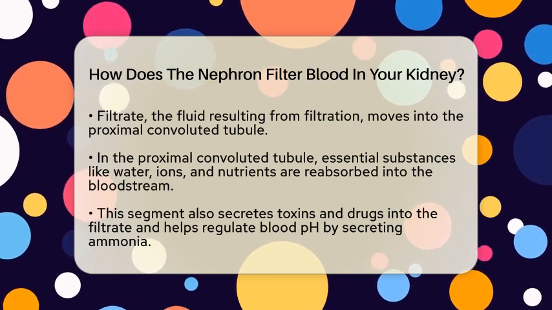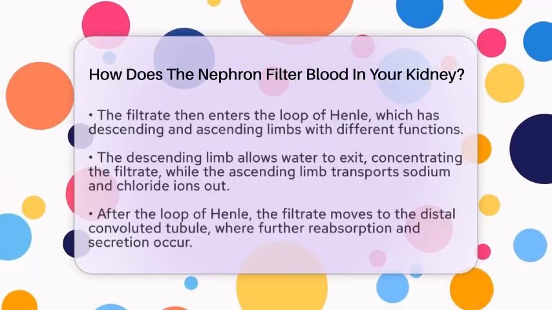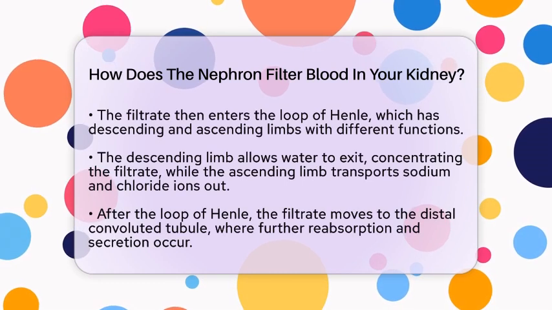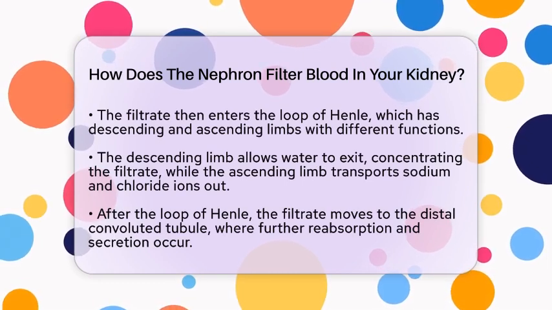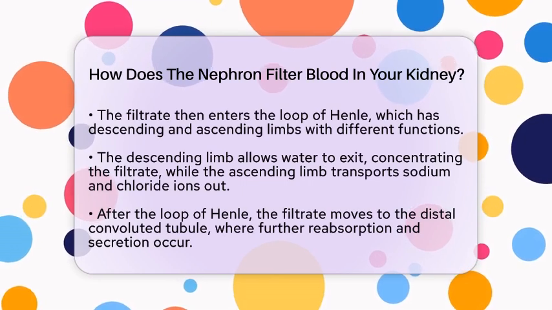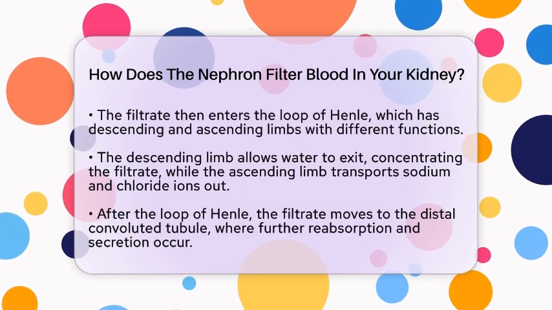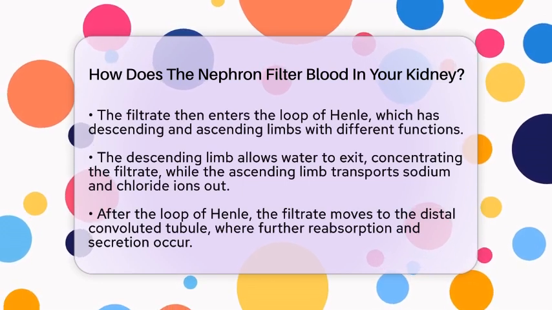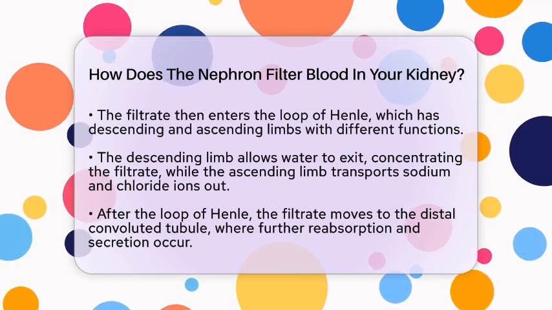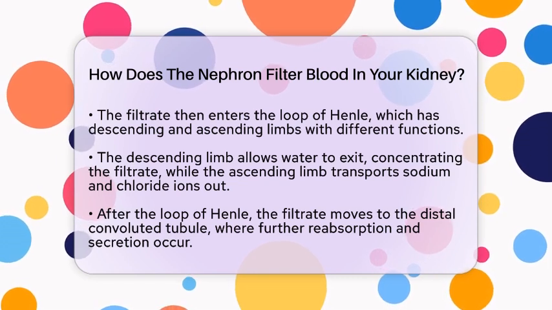Next, the filtrate travels to the loop of Henle. This structure has two limbs, the descending limb and the ascending limb, each with different properties. The descending limb allows water to exit the filtrate, concentrating it. In contrast, the ascending limb does not allow water to pass but actively transports sodium and chloride ions out into the surrounding area, which helps dilute the filtrate. This creates a salty environment that encourages water reabsorption in other parts of the nephron.